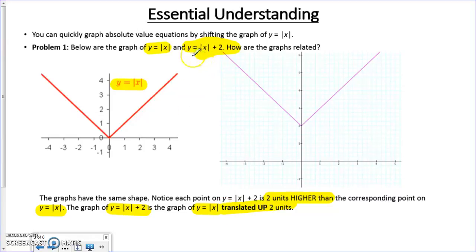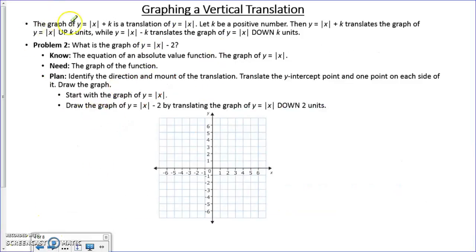So we can say here that if you have the absolute value of x and you add a number onto it, it's going to be moved up that many units. And if it's minus a number, it's going to be translated down those units. And that's what we see here. So the graph of y equals the absolute value of x plus k is a translation of the parent function. If k is a positive number, it translates the graph of the parent function up k units. And if it says minus k, it's translated down k units.